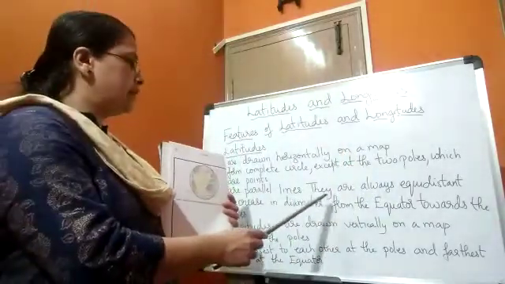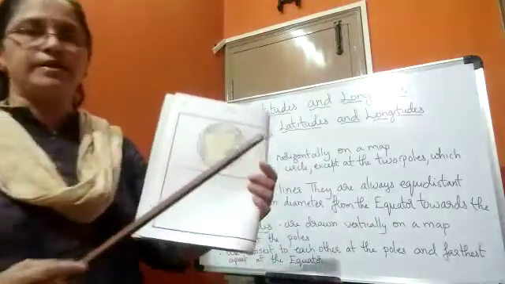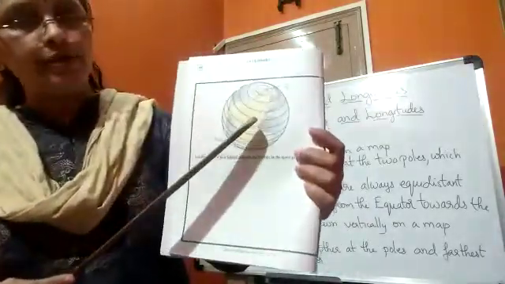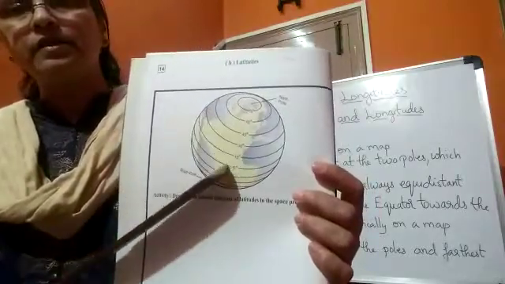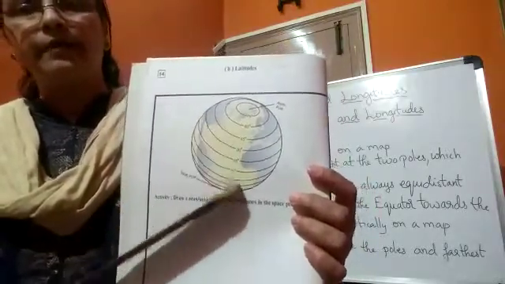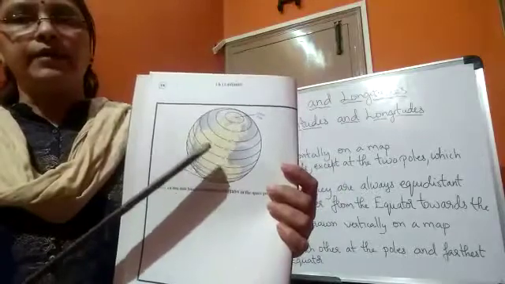Latitudes are parallel lines, they are always equidistant. They are parallel to each other and equidistant. All the distances are equal here.